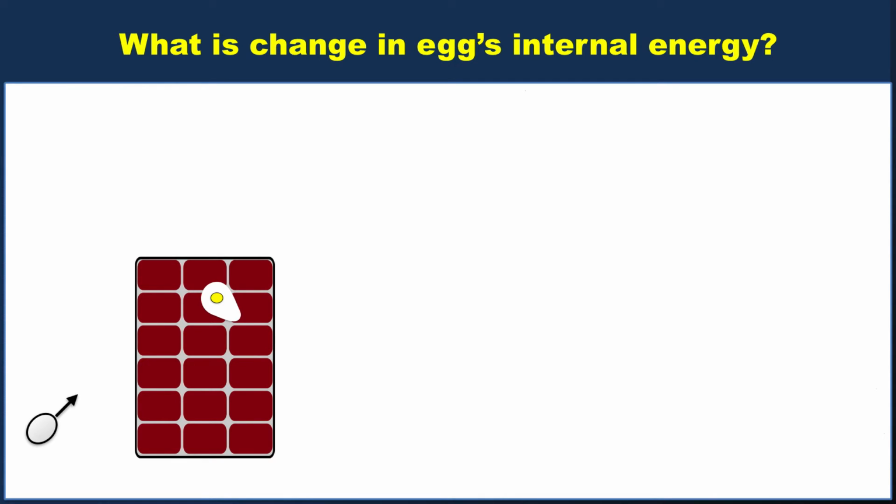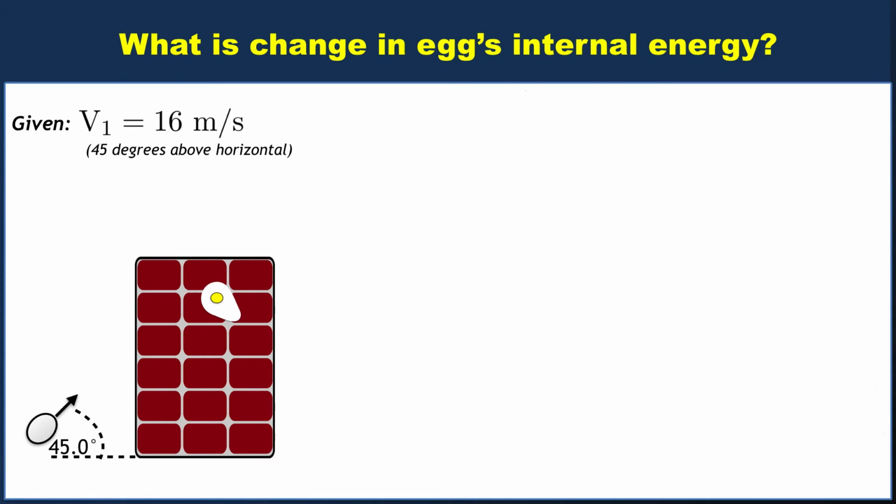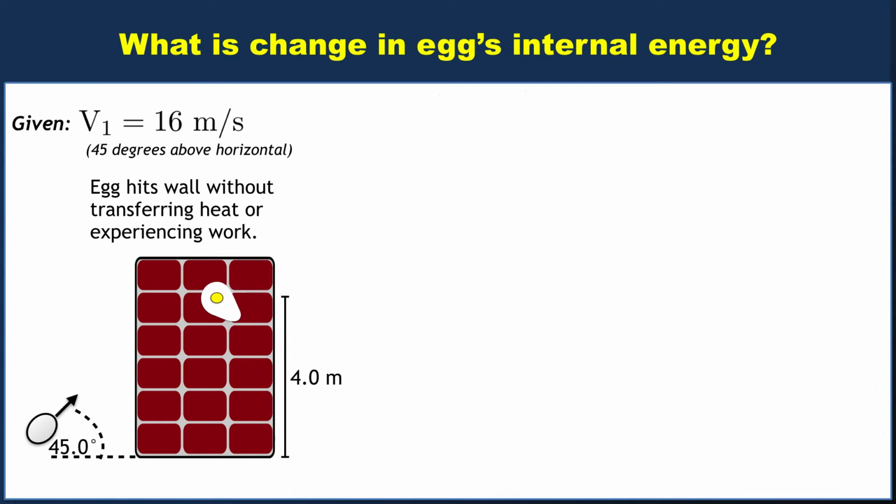It had a velocity vector pointing up this way, and let's say that it was thrown at a speed of 16 meters per second at an angle 45 degrees above the horizontal, and hit the brick wall 4.0 meters above where it was thrown. We're also told that the egg hits the wall without transferring heat or experiencing work.